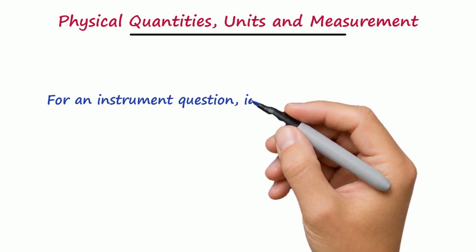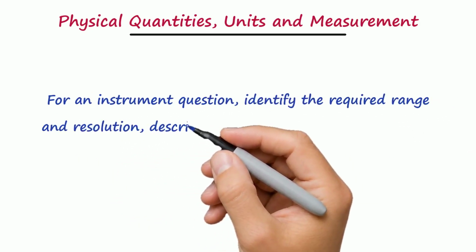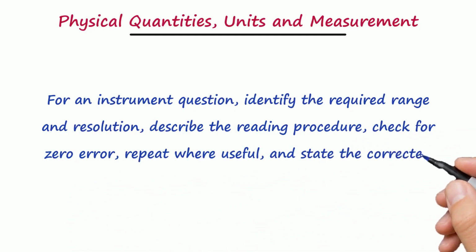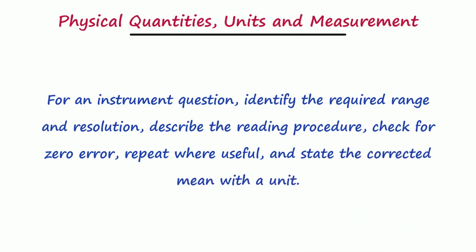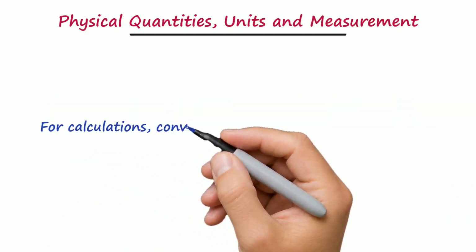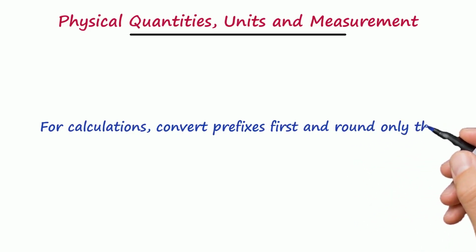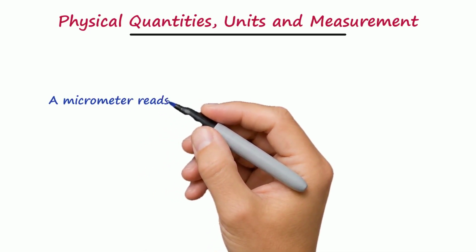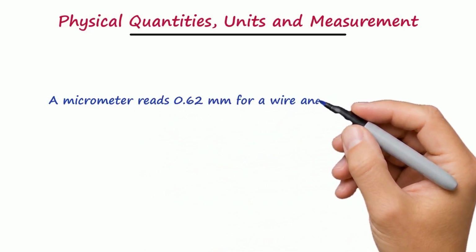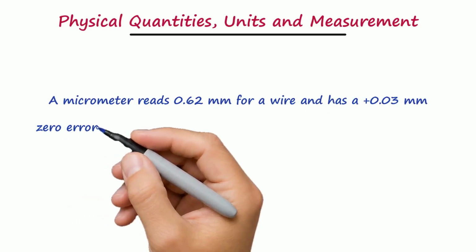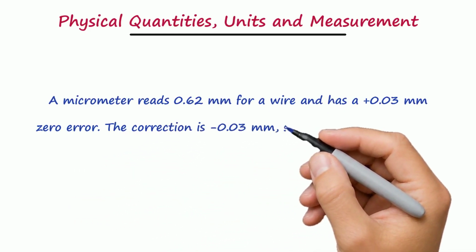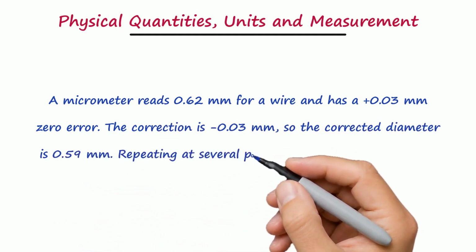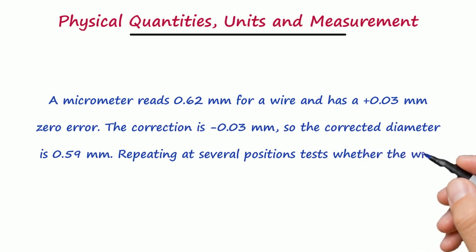For an instrument question, identify the required range and resolution, describe the reading procedure, check for zero error, repeat where useful, and state the corrected mean with a unit. For calculations, convert prefixes first and round only the final answer. A micrometer reads 0.62 mm for a wire and has a plus 0.03 mm zero error. The correction is -0.03 mm, so the corrected diameter is 0.59 mm. Repeating at several positions tests whether the wire is uniform.